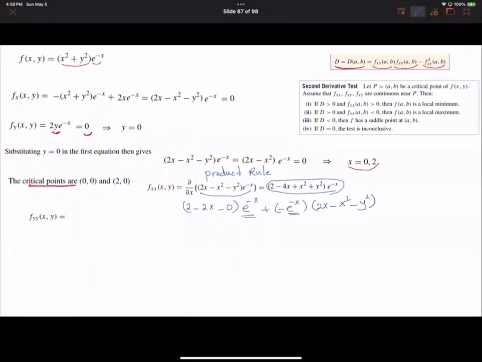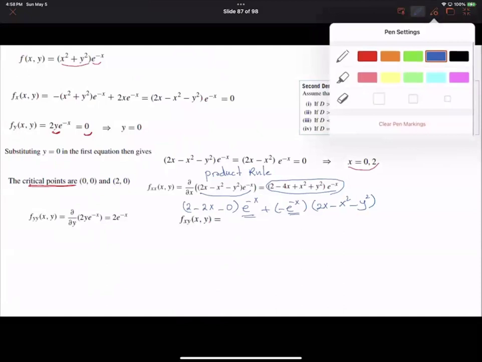The second partial derivative of f with respect to y is the partial derivative of 2y e to the power negative x, which is basically 2 e to the power negative x. So let me erase this part of the board.